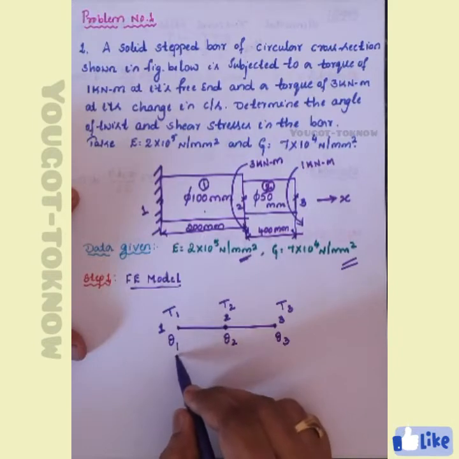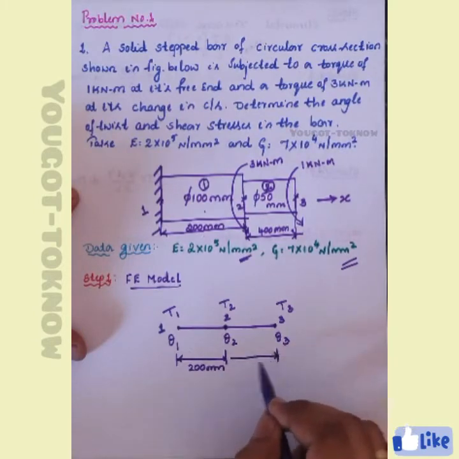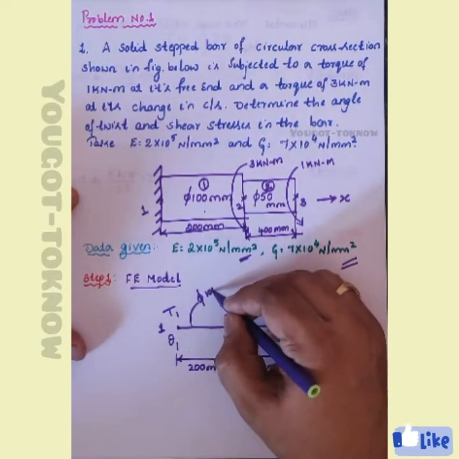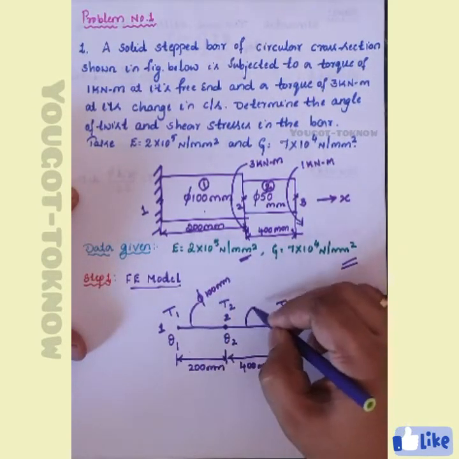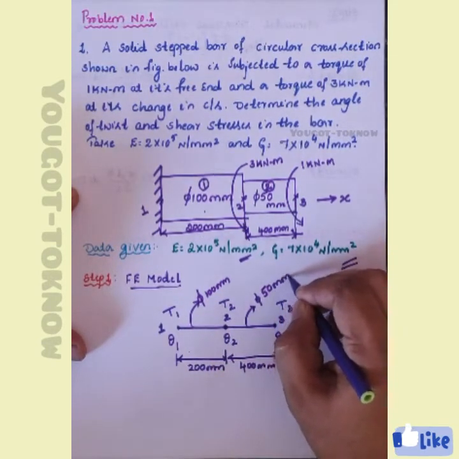Apart from this, length is given. From here to here, what is the length? 200 mm is the length from here to here, and from here to here the length is 400 mm. Apart from this, if you want, you can write the diameter of this. Pi 100 mm is the diameter of the shaft, pi 50 mm is the diameter of the other shaft. This is how you can represent it.